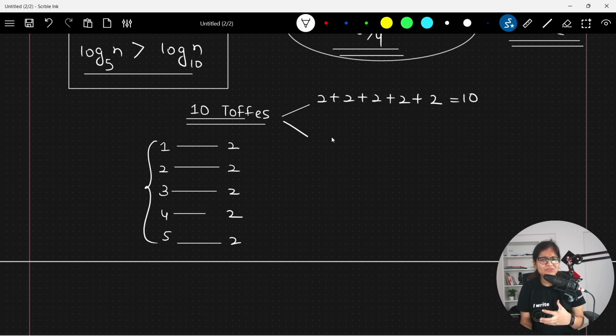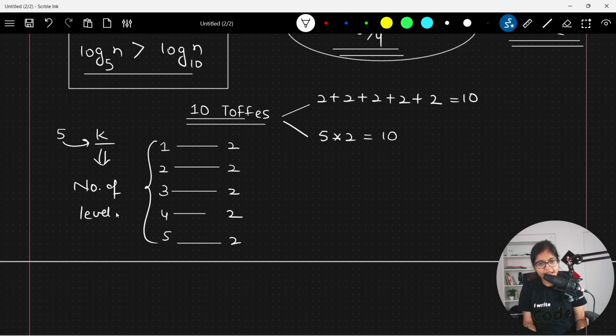Or you can say, why add 5 times? I have 5 students and each one has 2 toffees, so I can get the same value 10 with this method as well, right? Very simple. So this 5 is something you can consider in our tree as the value of k, which indicates the number of levels. And this 2 is the cost, which is the value of n. So either you add that n until log of n base 2 times, or you do the simple multiplication. In both ways, you get the same value.